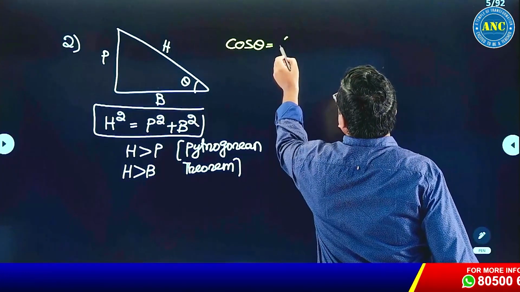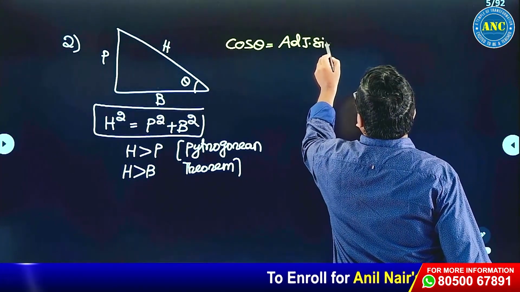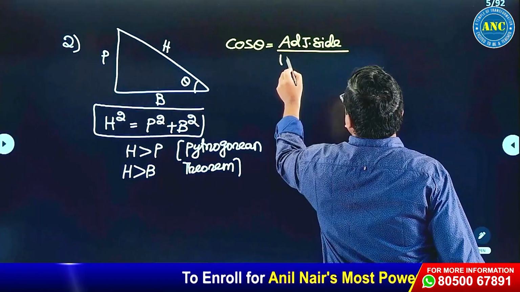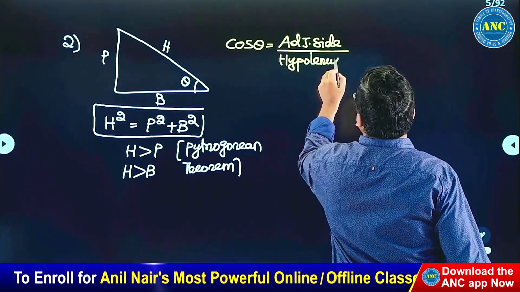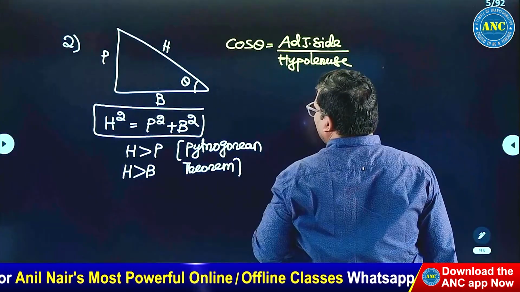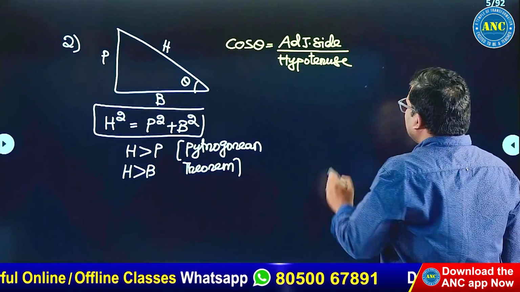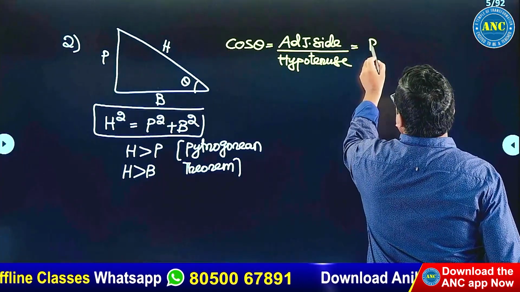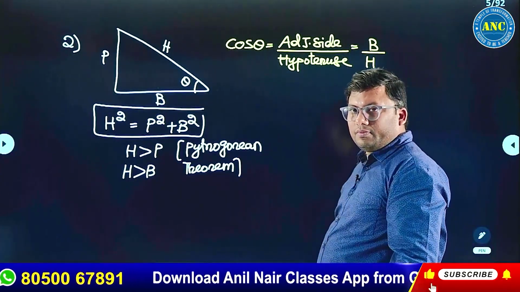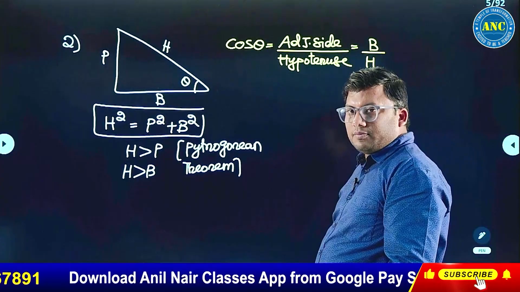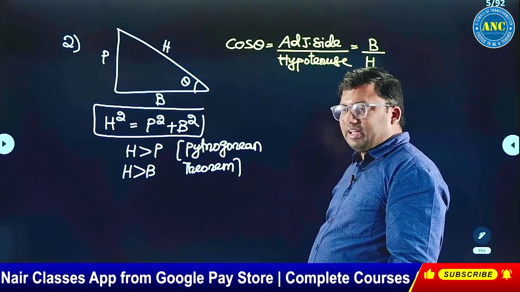Cos theta is adjacent side by hypotenuse. Adjacent, it is B. Hypotenuse, it is H.